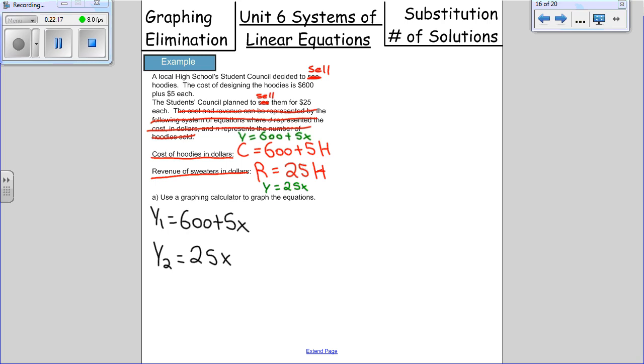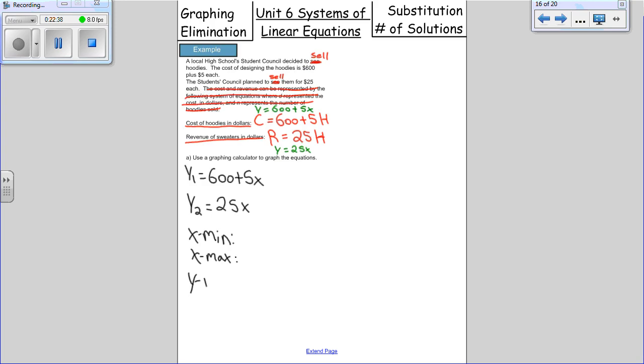The reason your window setting is going to be a problem is if you did your standard window, you wouldn't see anything. The reason why you wouldn't see anything is because your standard window wouldn't make sense for this context. Let's talk about what I mean in a second.